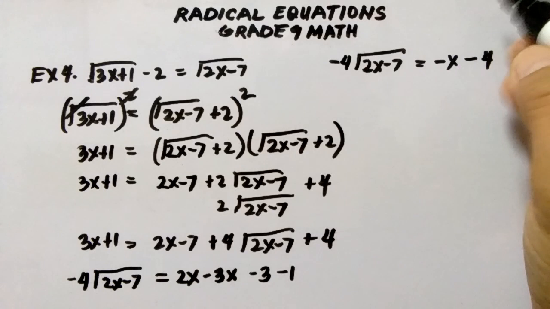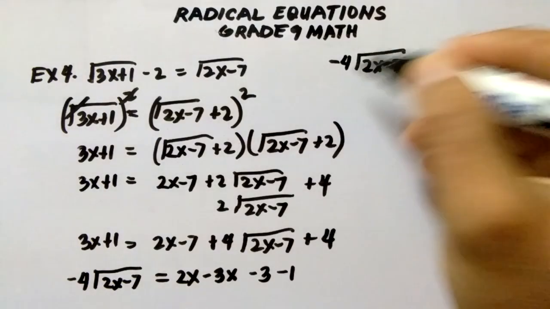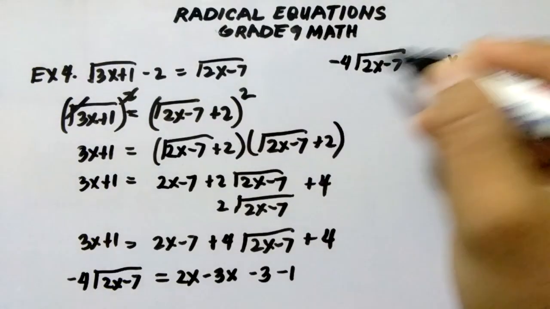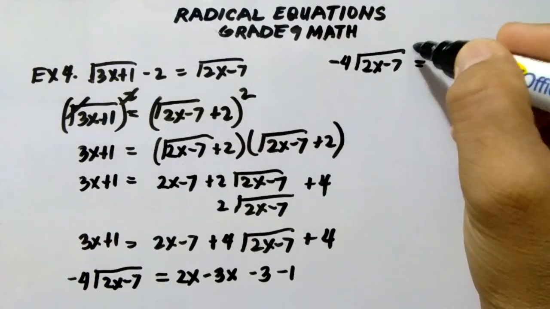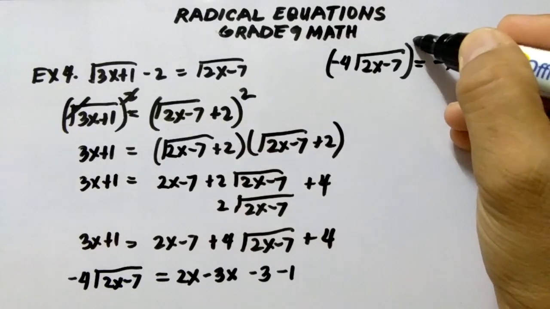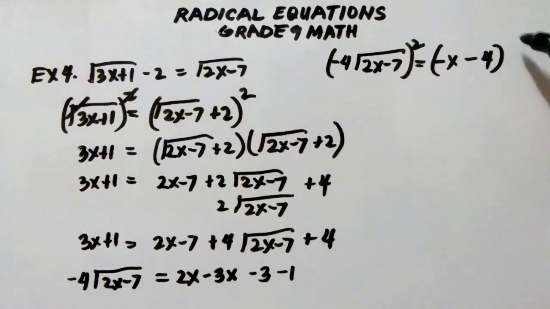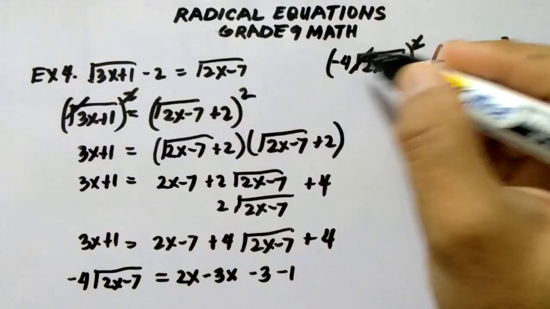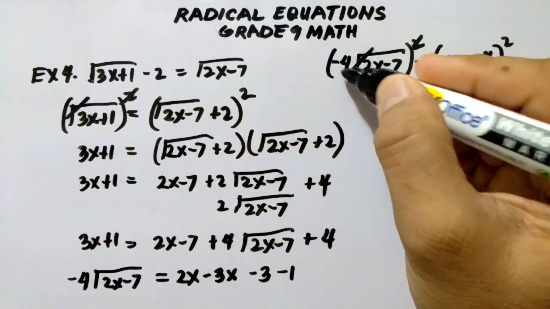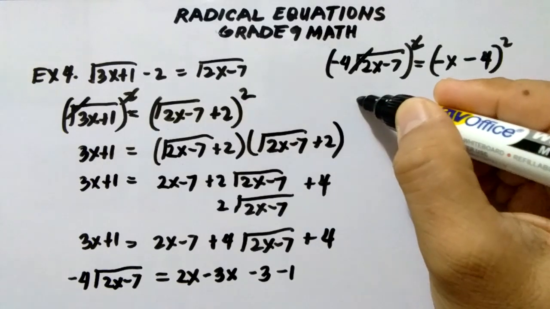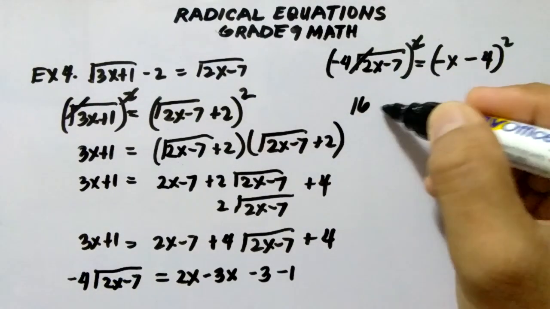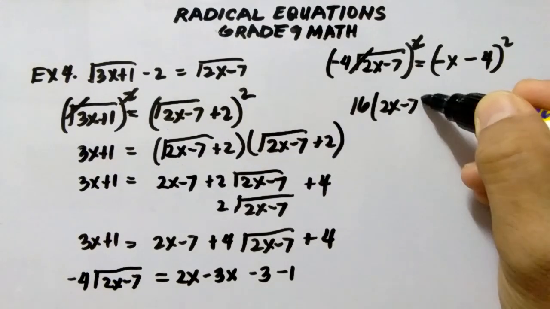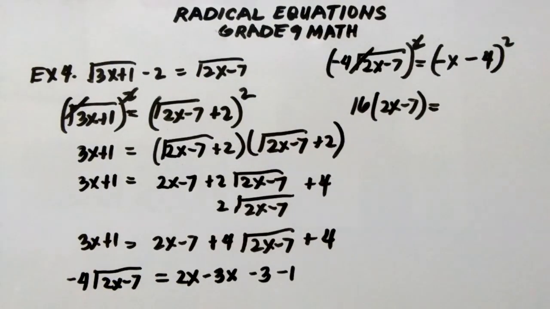Then, pwede po nating squared both side of the equation dahil nakahiwalay na po ito, naka-isolate na po yung ating 1 radical. Ito po yan. So, pwede na po nating i-squared both sides of the equation. Okay, so maka-cancel po ito, no? Cancel. So, we have, ita-times po natin ito ng 2. Negative 4 times negative 4, that is positive 16. Then, times the quantity. So, matitira po dyan is 2x minus 7 is equals to, okay.